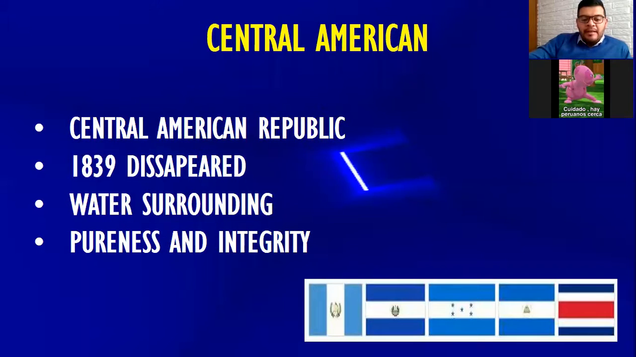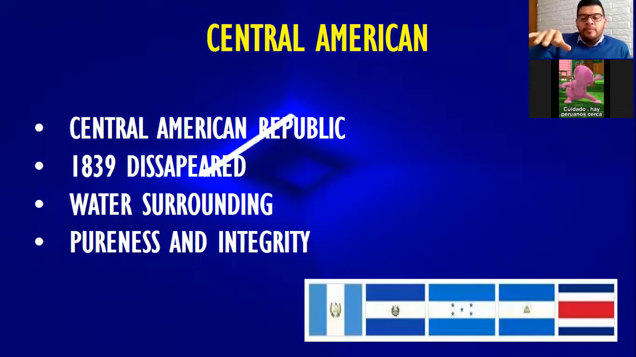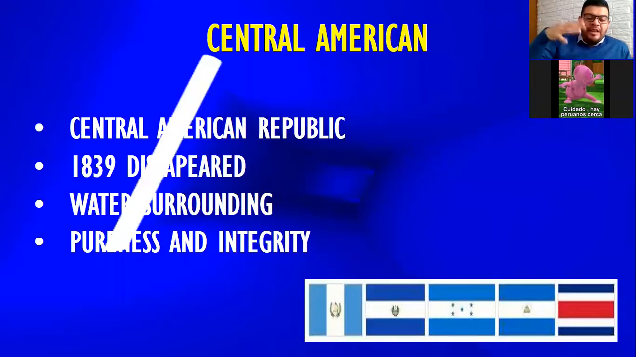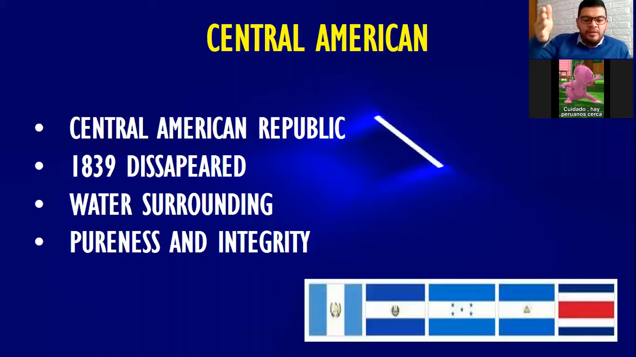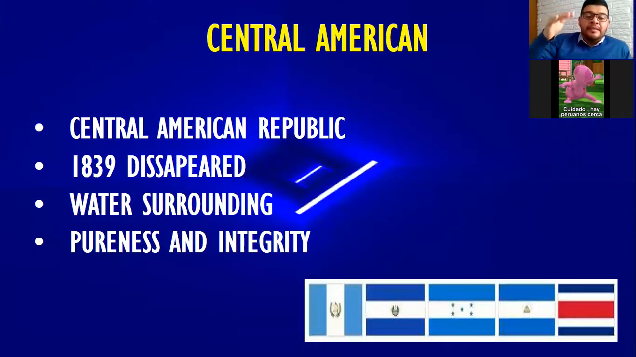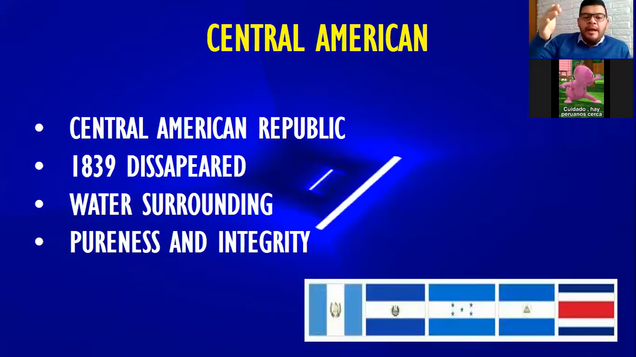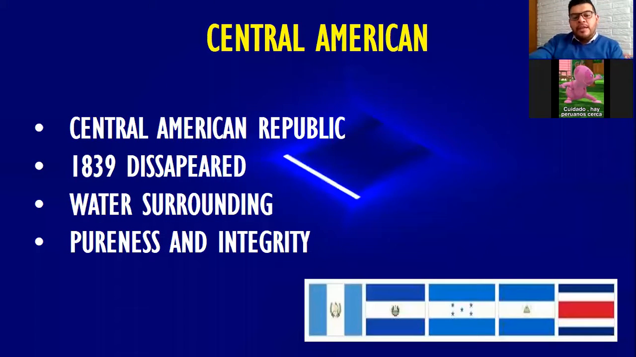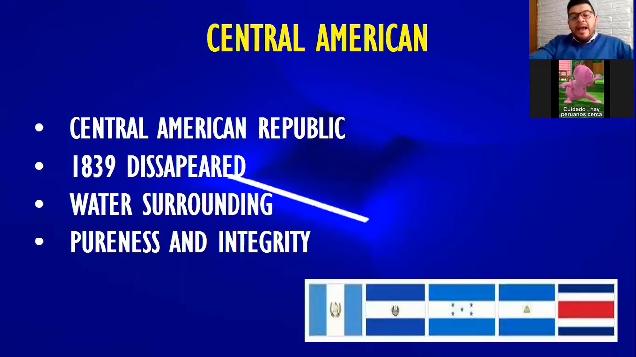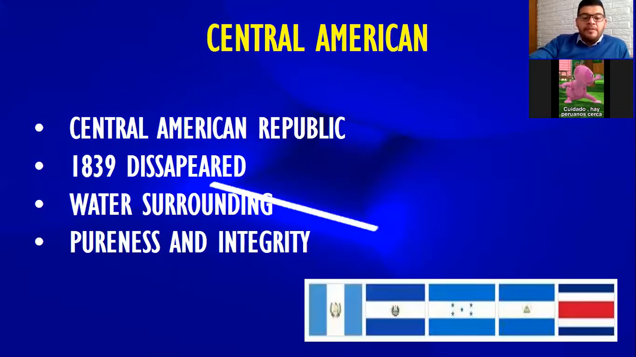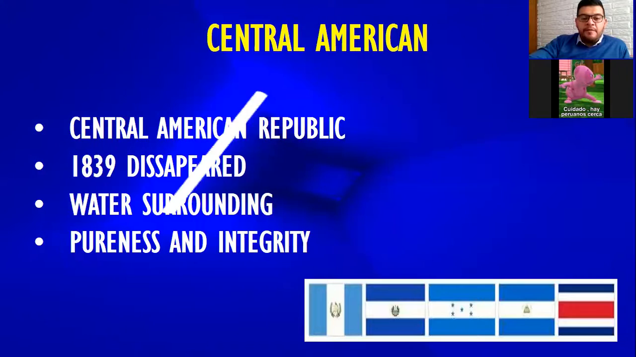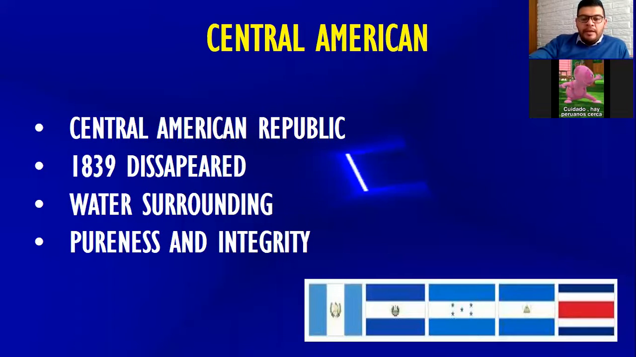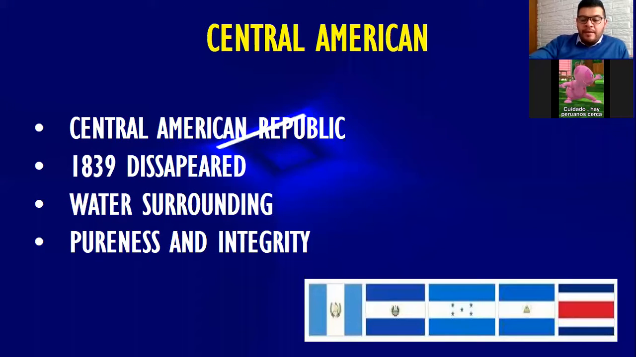Because of that, they still respect the same colors, but every nation has got their own shield or their own decoration, for example the Honduras flag that has got some stars. And this blue color is because of the sea, of the Atlantic Ocean and the Pacific Ocean that surrounds these countries that I have just mentioned. And the white color is the representation of the pureness and integrity of the people who lived in these countries in the beginning of the creation of the Central American Republic.